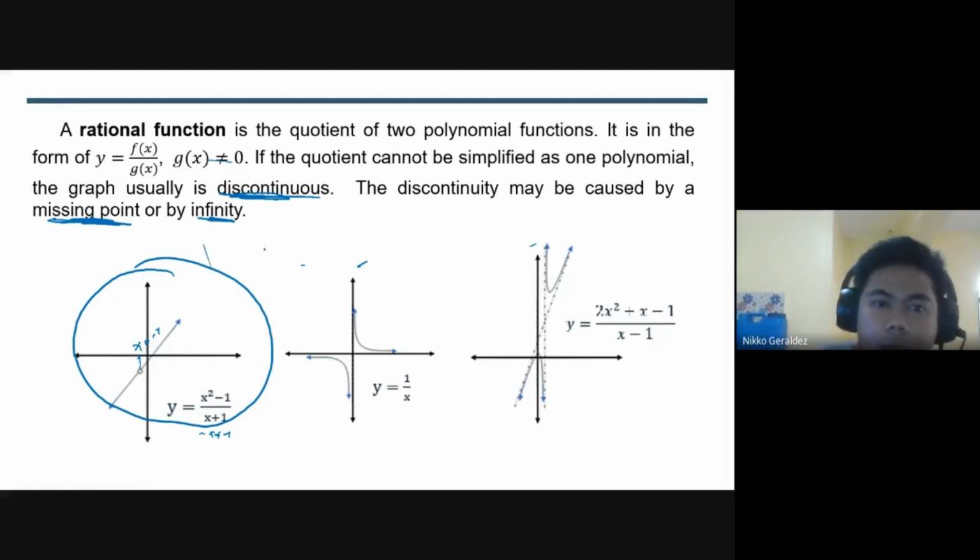So that is an example of infinity discontinuity, by infinity.